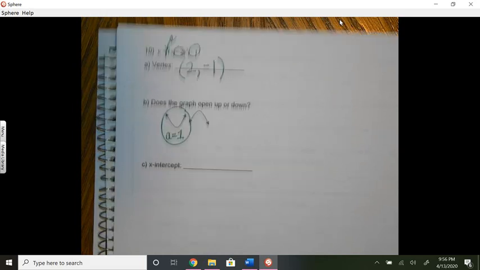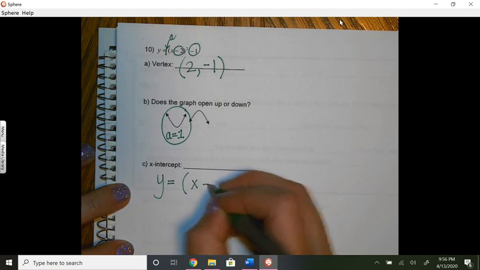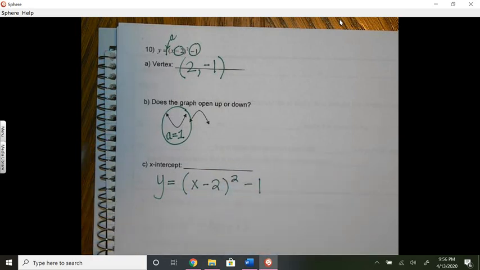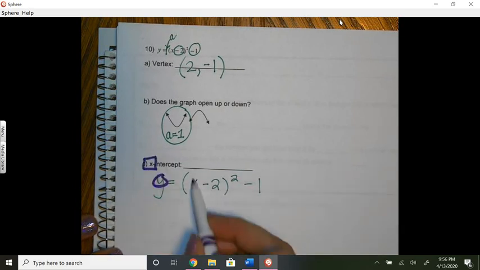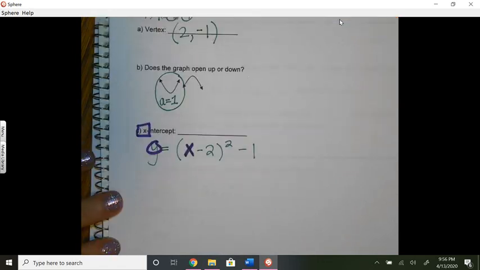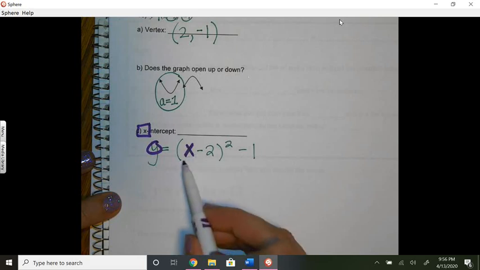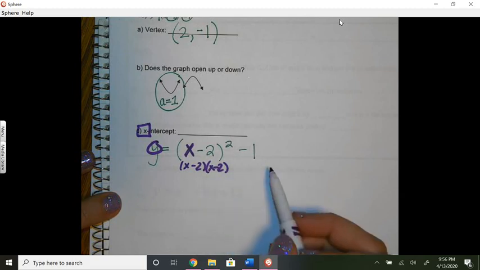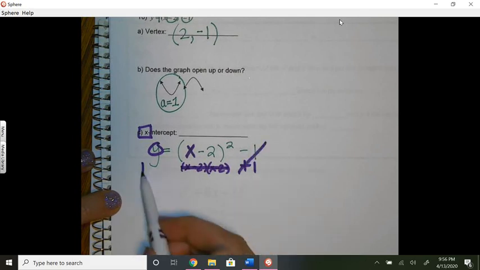Okay, then it wants us to find the x-intercept. That means we're going to take the equation, leave the x in the equation, and plug in a 0 for y. So again, to find the x-intercept, you leave the x in the problem. To solve this, you could either do x minus 2 times x minus 2 and get this into standard form and use the quadratic formula, or instead, I'm going to go ahead and add 1 to both sides.